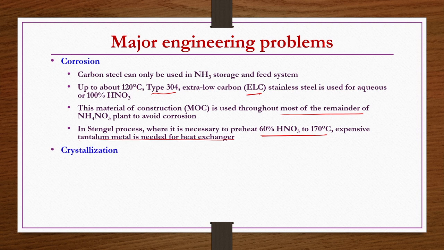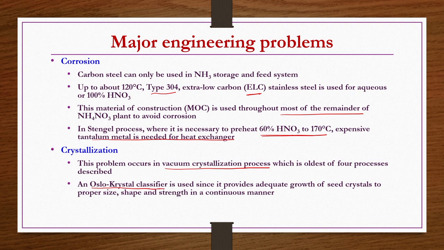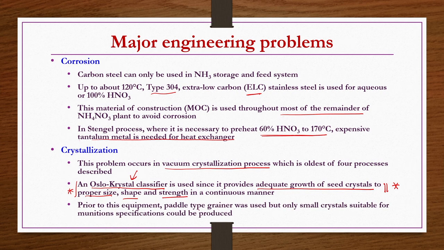Next is the engineering problem associated with crystallization. This problem occurs in the vacuum crystallization process, which is the oldest of the four processes that we have described. So the Oslo crystal classifier is used since it provides adequate growth of seed crystals to proper size, shape and strength in a continuous manner. That's the reason it is used. It's a commercial classifier actually. Prior to this equipment, a paddle type grainer was used, but only small crystals suitable for munitions specifications could be produced. Okay, these are the issues associated with the crystallization process.